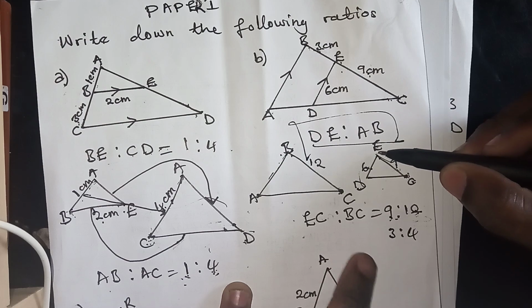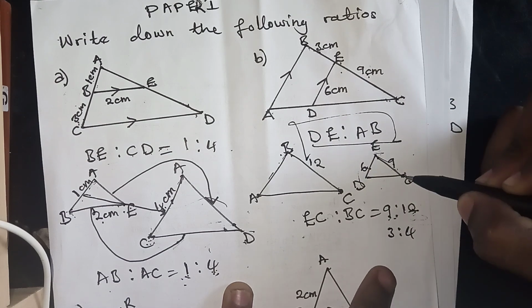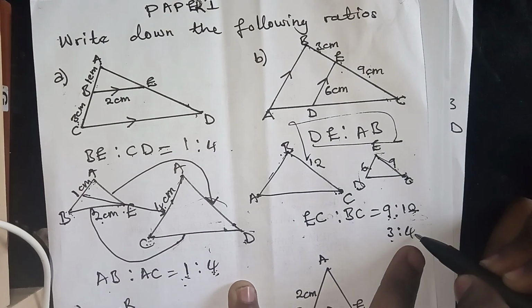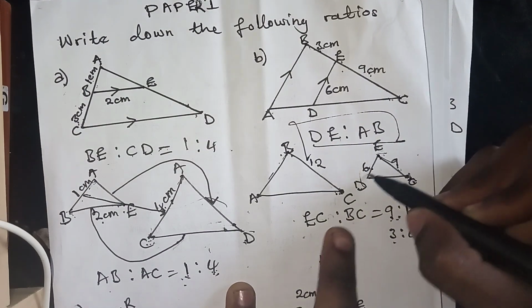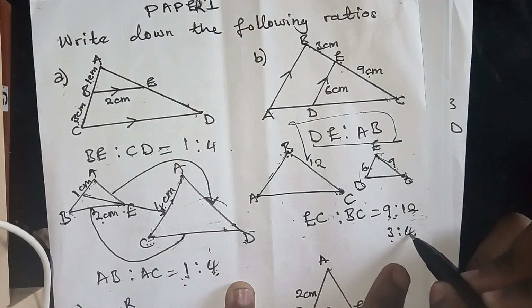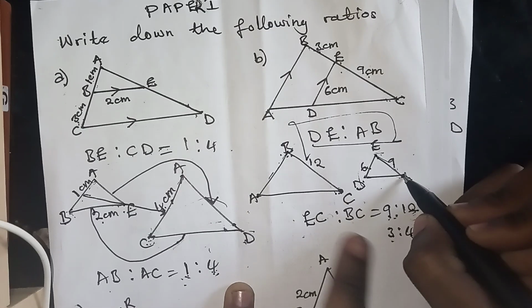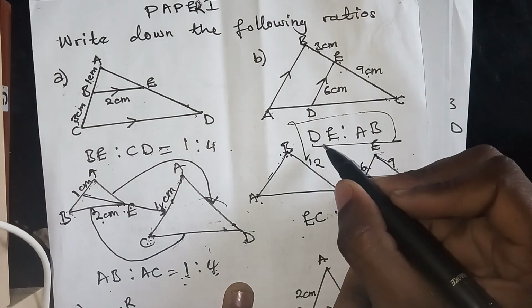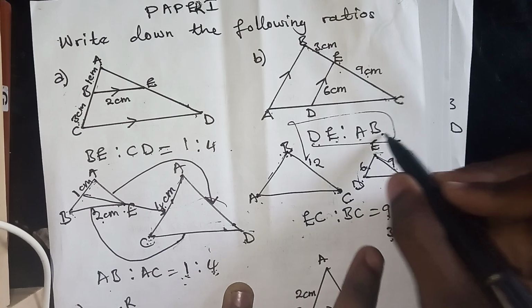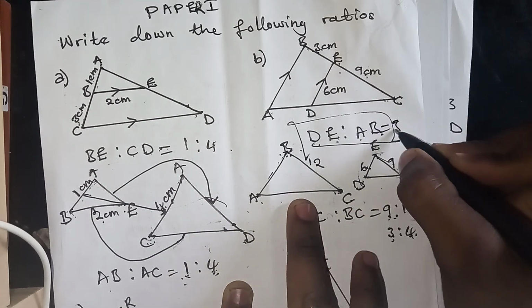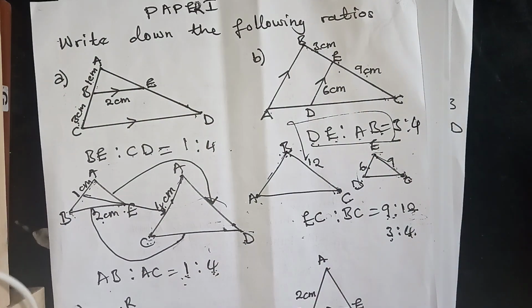So since the ratio of EC to BC is 3 to 4, it means the ratio of ED to BA is also 3 to 4, and the ratio of DC to AC is equally 3 to 4. So that answers this question. DE to AB will also be 3 to 4, and you are done.